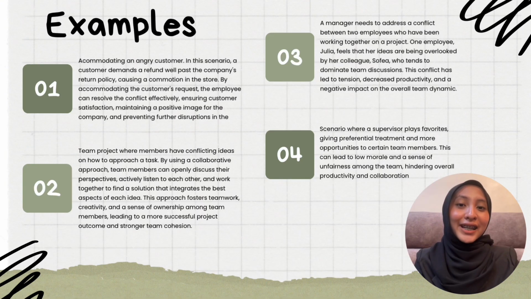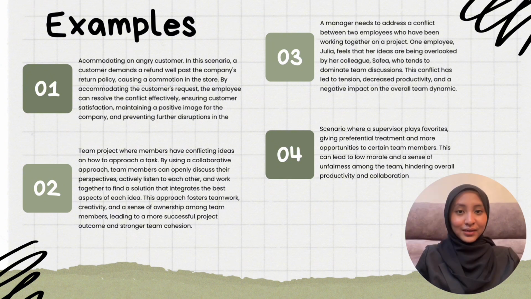An example related to conflict management is accommodating an angry customer. In this scenario, a customer demands a refund well past the company's written policy, causing a commotion in the store. By accommodating the customer's request, the employee can resolve the conflict effectively, ensure customer satisfaction, maintain a positive image for the company, and prevent further disruption in the store. This example highlights the importance of using conflict management skills in real-life situations to achieve mutually beneficial outcomes for all parties involved.